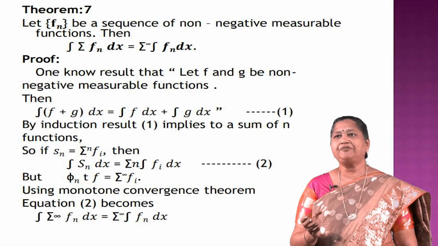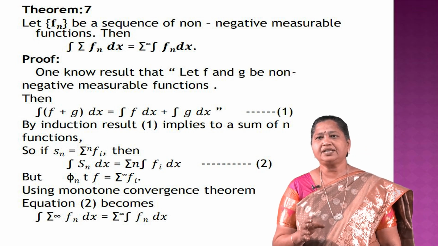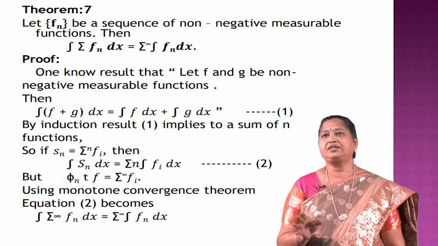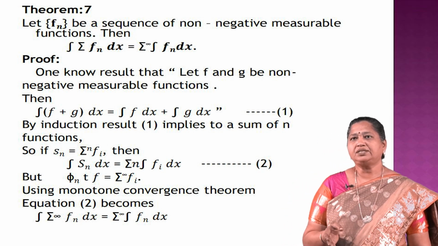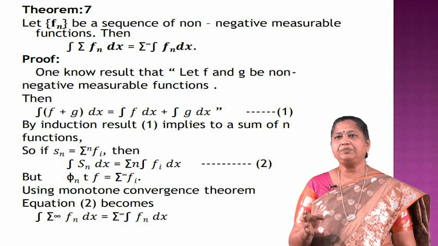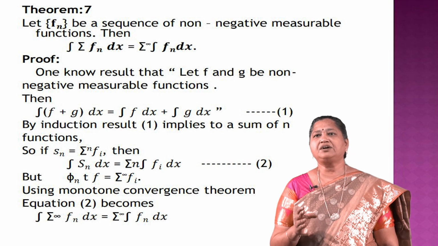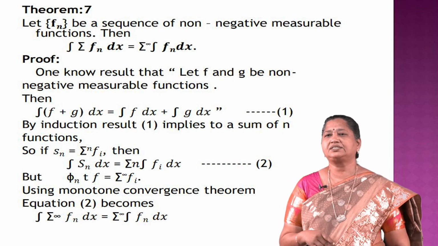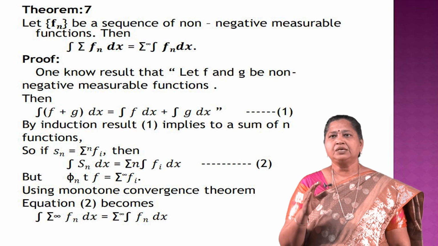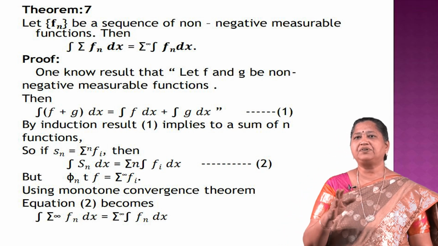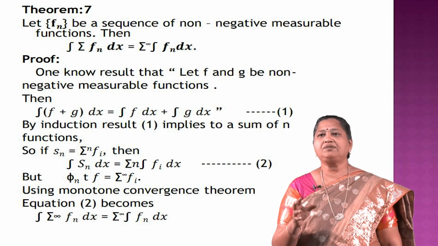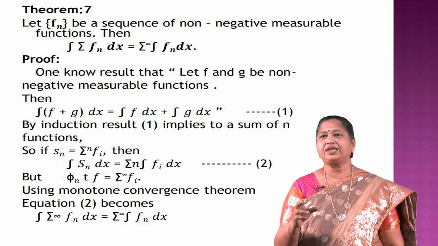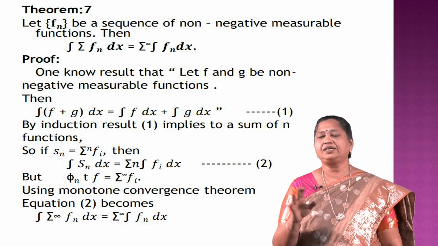Let fn be a sequence of non-negative measurable functions, then the integral of the summation of fn dx is equal to the summation of the integrals of fn dx. We already know one result: let f and g be non-negative measurable functions, then the integral of f plus g dx equals the integral of f dx plus the integral of g dx. That is equation 1, the previous result. By induction, result 1 implies the sum of n functions. Let us take sn equal to the summation of fi, then the integral of sn dx equals the summation over n of the integrals of fi dx, that is equation 2.